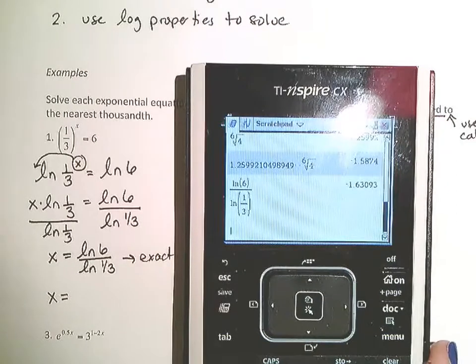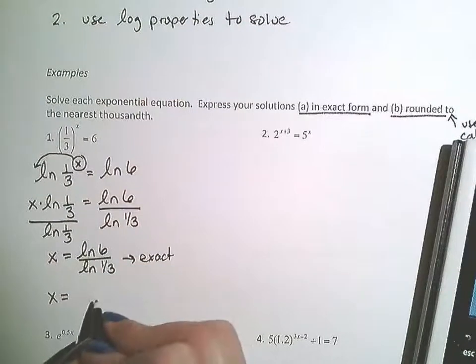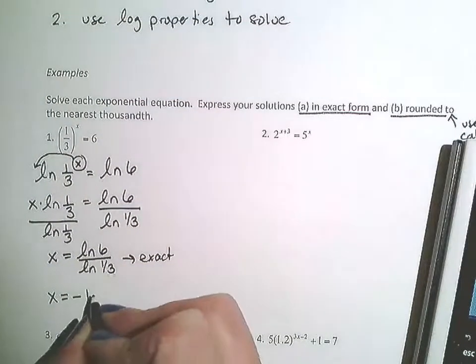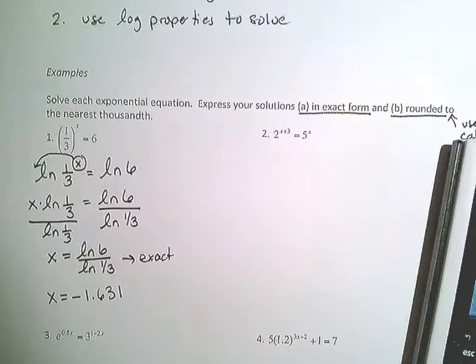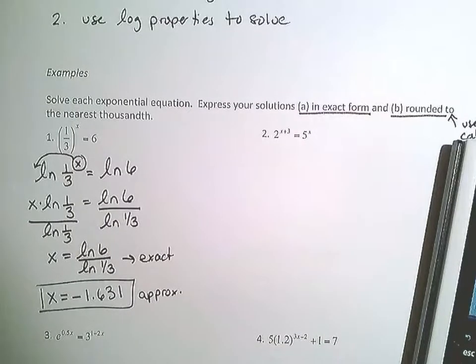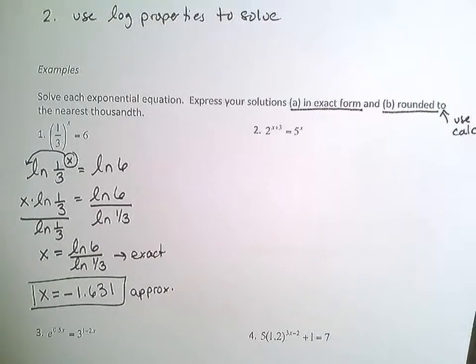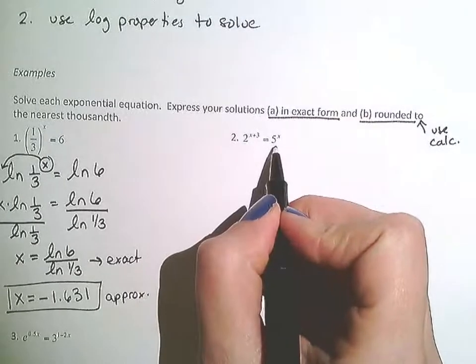And the answer is negative 1.6309. I need to round it to the nearest thousandth, so it's negative 1.631. So this is the approximate. And that's it. All right. Some of them do get a little bit more complicated than the others, but this is basically the method that we use. So again, common base, impossible.